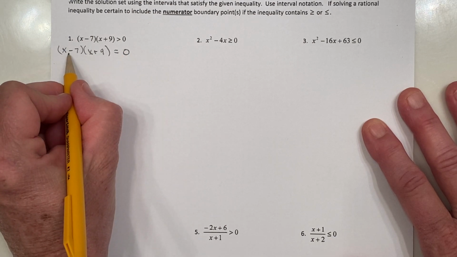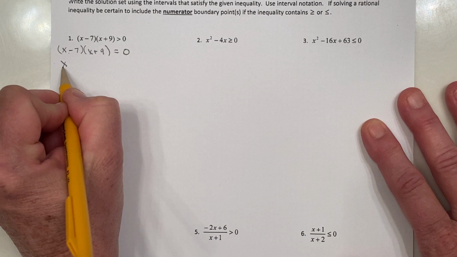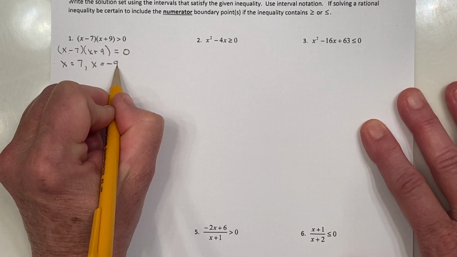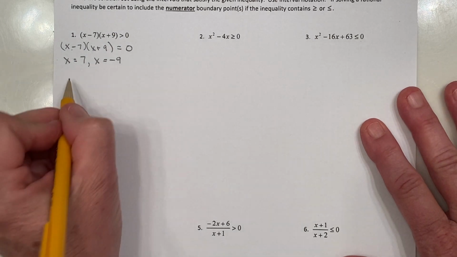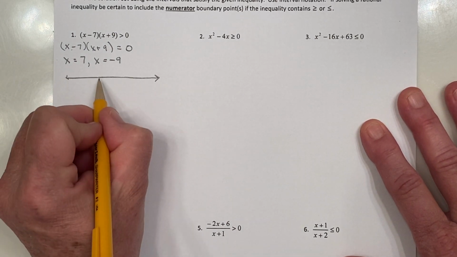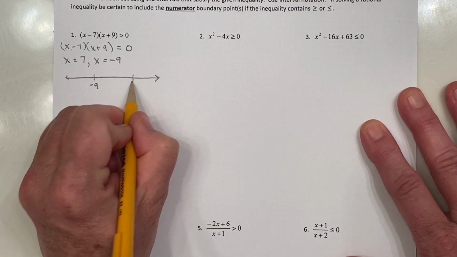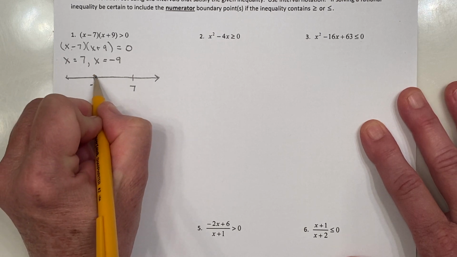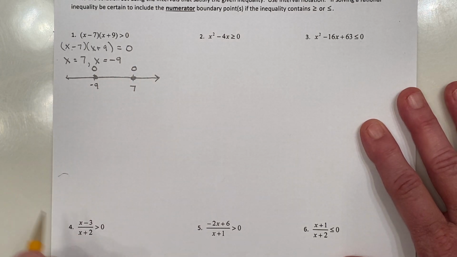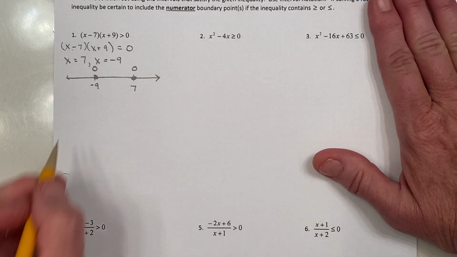Nice thing done here for us already is the factoring. So either x equals 7 or x equals -9. Those are our boundary points. So I'm going to go ahead and get a number line going here. So I have -9, I have 7. These are my zeros, so I put zeros above these boundary points. Let's start doing some test values.